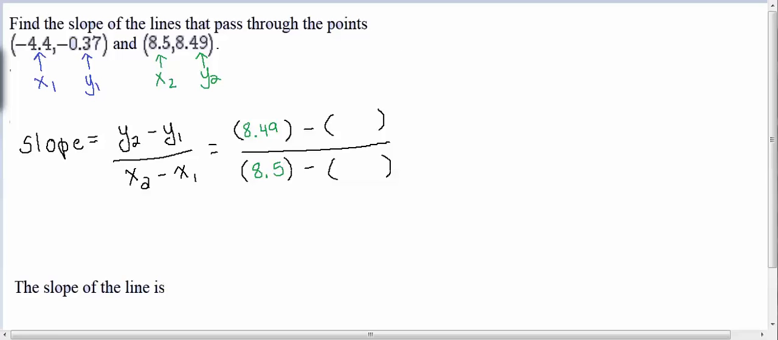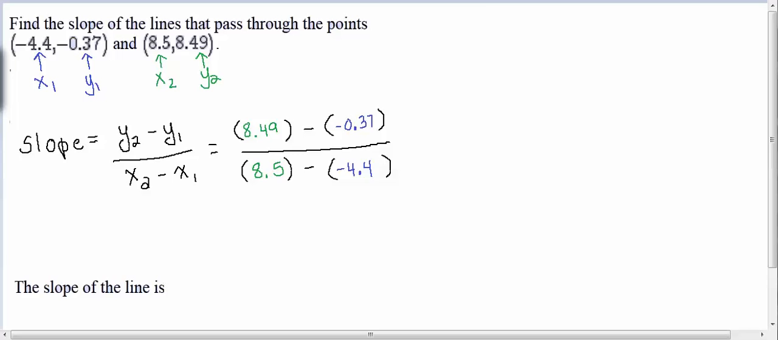And now I'll plug in the coordinates from my first point. I'm first going to plug in my y1 value, which is a negative 0.37. Make sure that decimal point shows up. And my x1 goes down here, and that's a negative 4.4. So I'll plug that in as well.